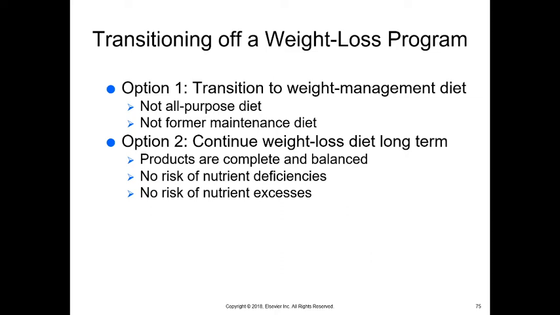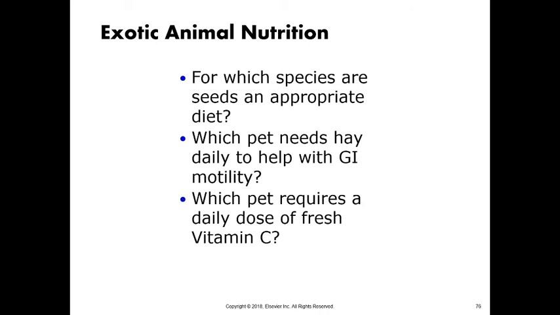Not all diets are all-purpose diets, but there are some that are. But if they're not maintenance or all-purpose diets, then we need to transition them off of a weight management diet once they've reached their goal weight. So that's our first option. If we want to go long term, we want to get one that is complete and balanced, that doesn't have any nutrient deficiencies or excesses.